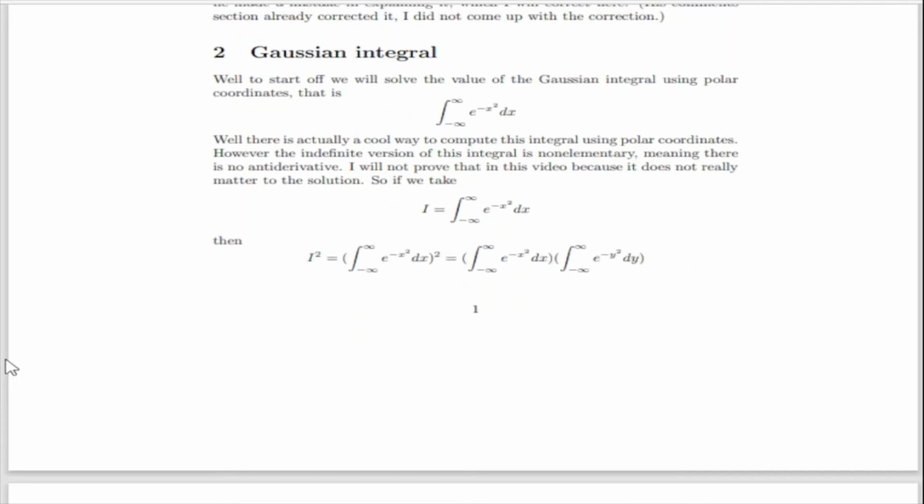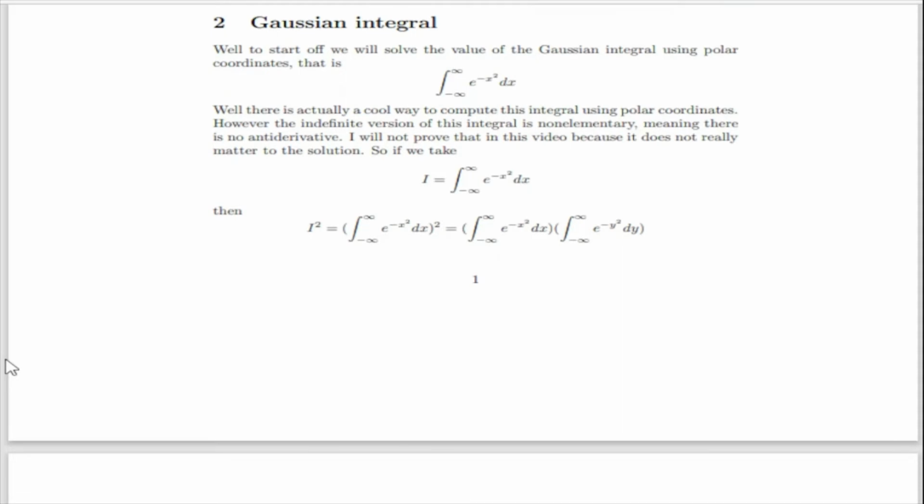So first things first, let's get to the Gaussian integral. That is very similar to the one we have. The Gaussian integral we can solve using polar coordinates. The Gaussian integral is the integral from negative infinity to infinity of e to the negative x squared dx. So the way to compute this with polar coordinates is pretty cool.